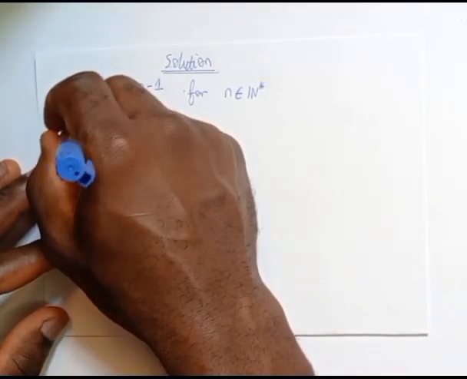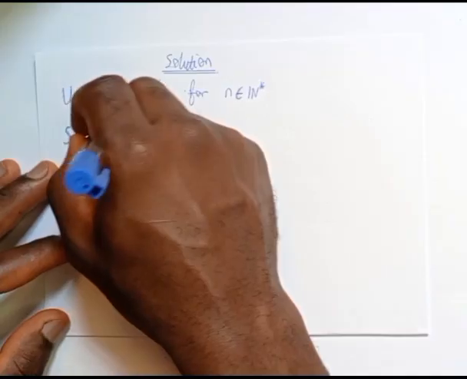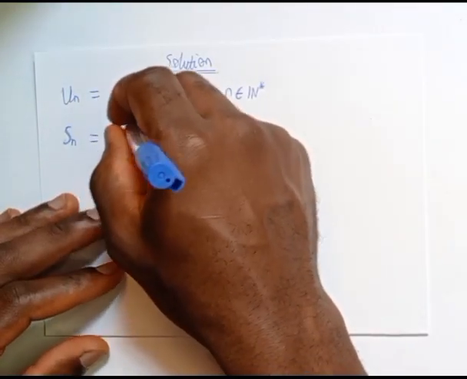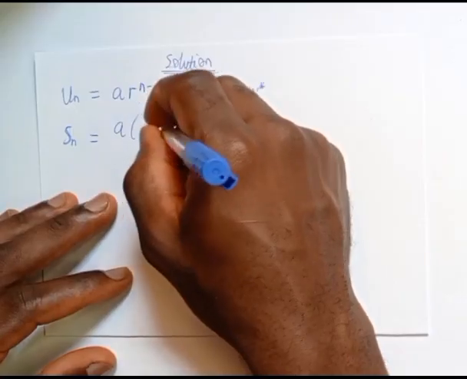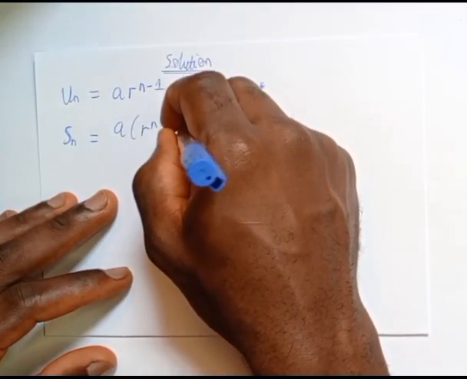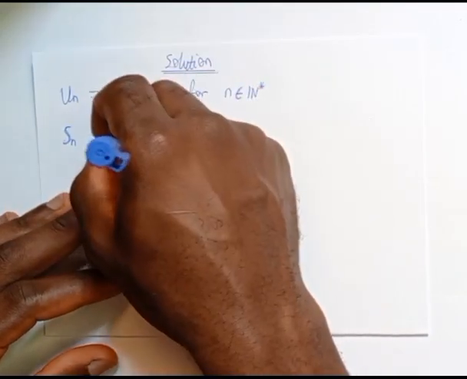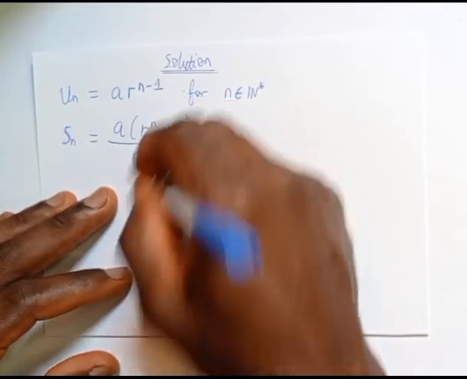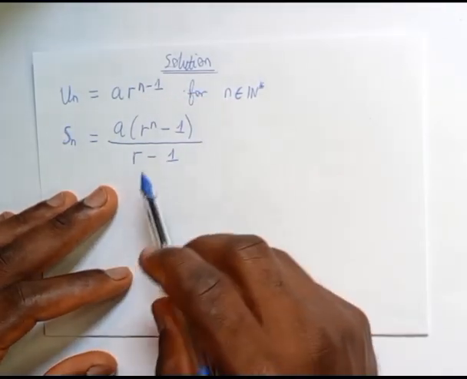The sum of the terms of a geometric progression is given by making use of the formula a times r raised to the power n minus 1, all over r minus 1. We are going to make use of this.